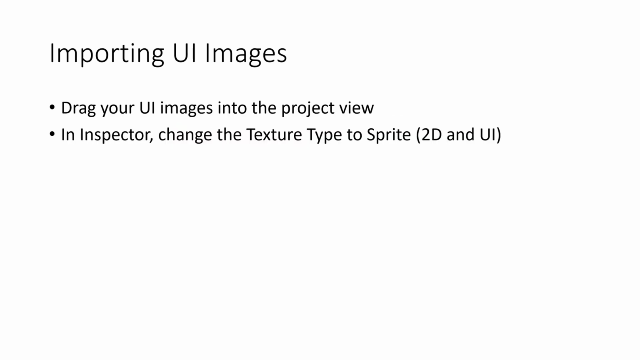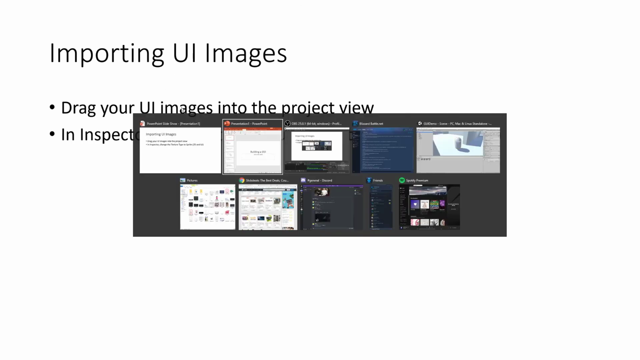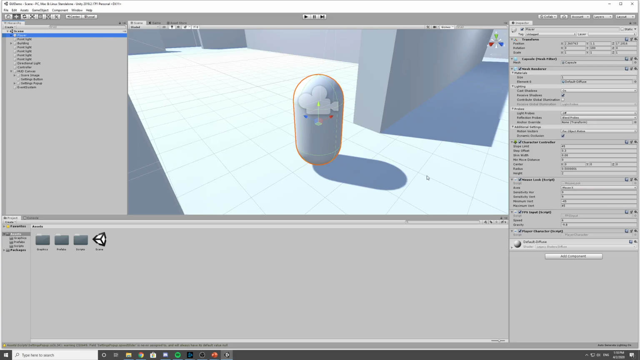Importing images for the GUI is extremely straightforward. It's exactly like we did last time. You just drag them into the project view, all the images you plan to use for the UI. In the inspector, though, for 2D games, when you drag images in, they default to materials. What you want to change these to, if it's a 2D game or a UI, let me show you an example.